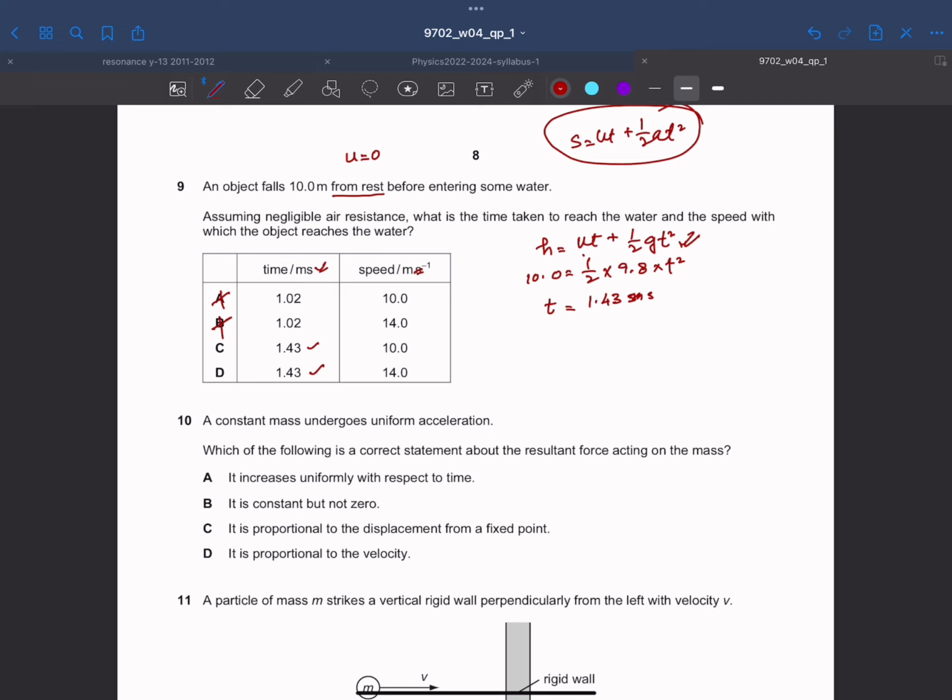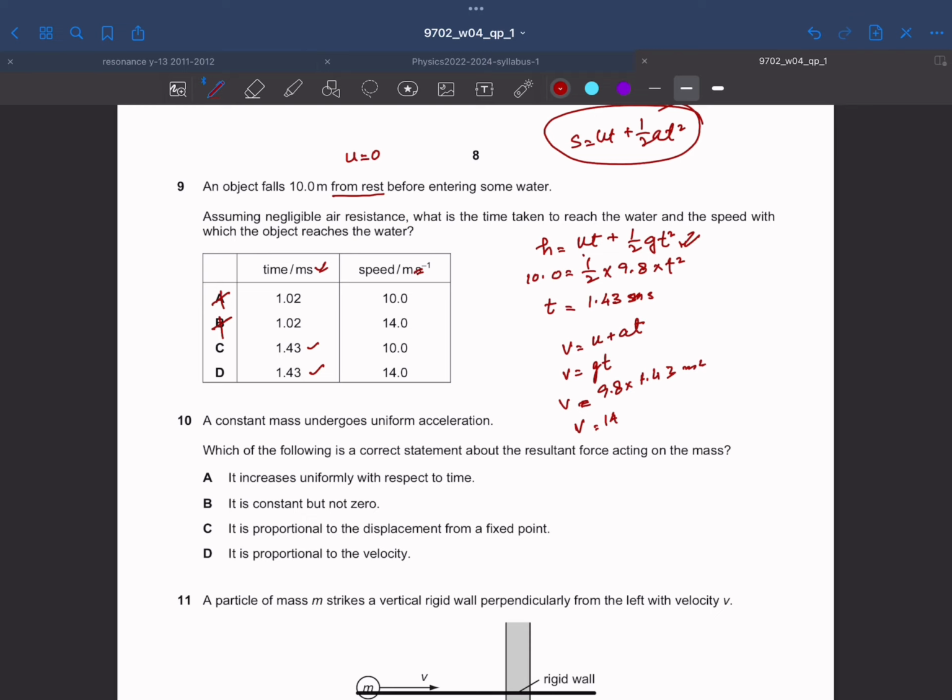Now as far as the speed is concerned, we can use v is equal to u plus at, the first equation. So v is equal to gt in this case. So simply you can say that v is nothing but 9.81 into 1.43, and this will give you the answer as 14. So this is the 14. This is what we have as far as the value is concerned. 14 is the value here.